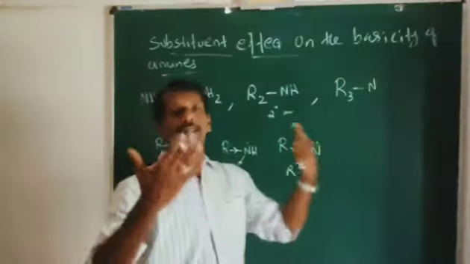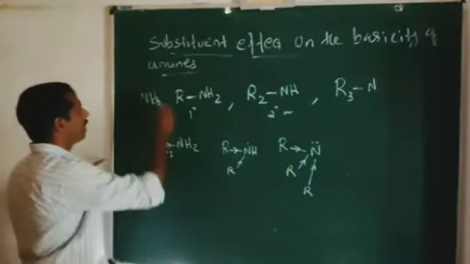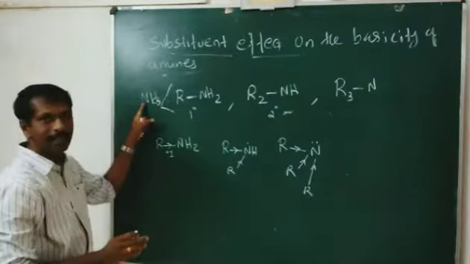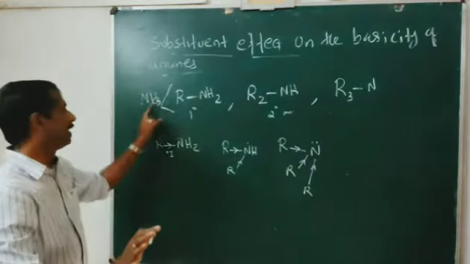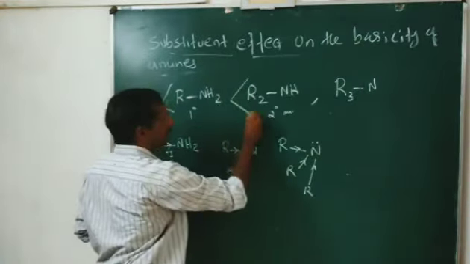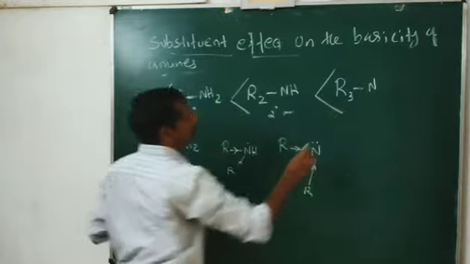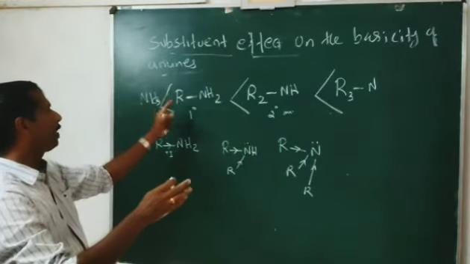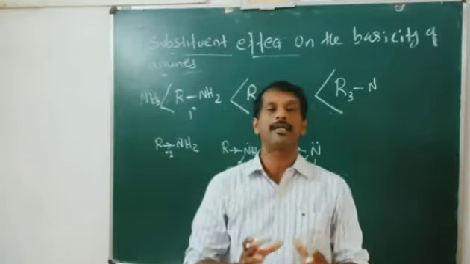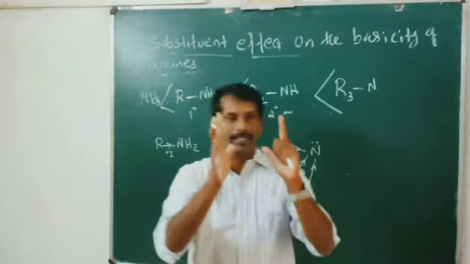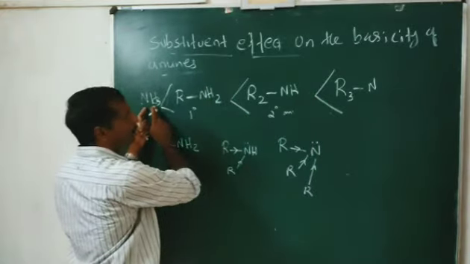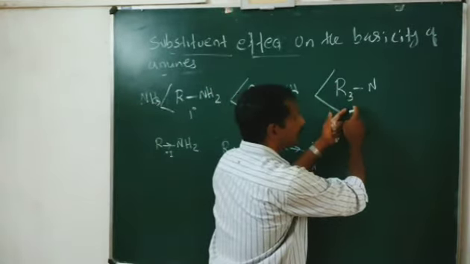Therefore, the order of basicity: you can see that NH3 has no alkyl group, so there is no plus I effect, it is least basic. Then primary amine, then secondary amine, and most basic is tertiary amine. On the basis of plus I effect only, we can see that this is the order of basicity. Least basic is ammonia, and most basic is tertiary amine.